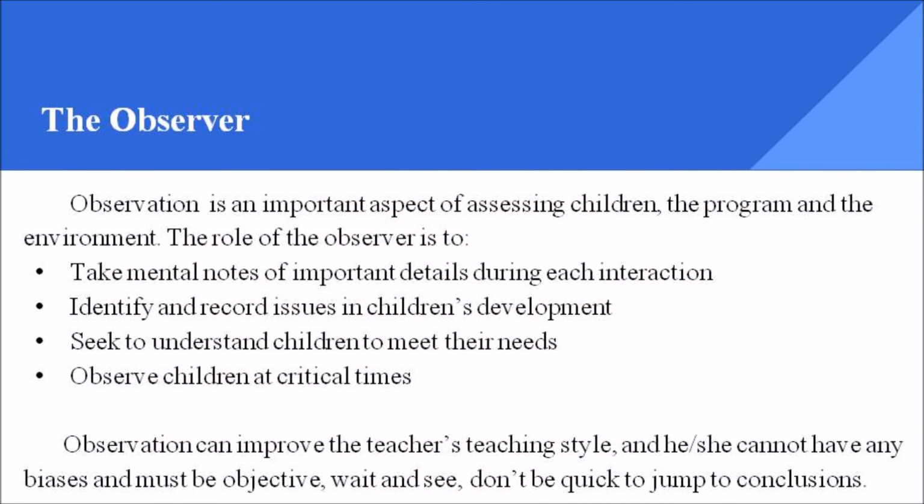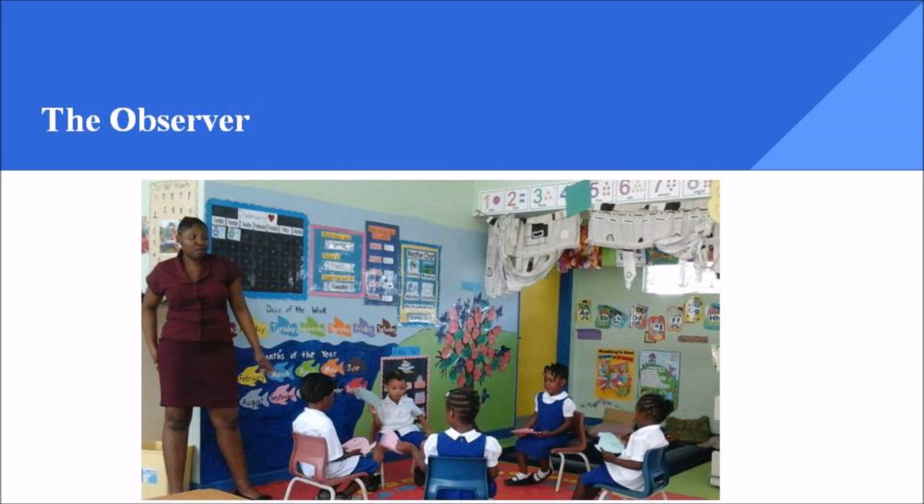Role of the observer in ECCE. The role of the observer is to take mental notes of important details during each interaction. Notice the obvious clues as well as the more subtle ones. Teachers have to practice observation consistently because it is based on a lot of what they do for and with the child, with children, on a daily basis. It can determine how the environment will be set up.